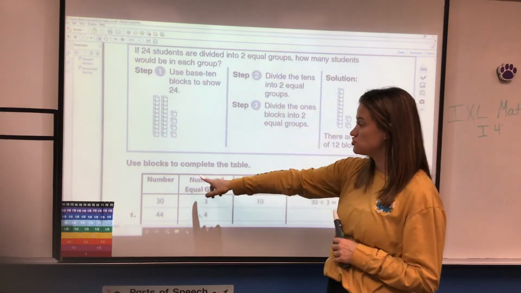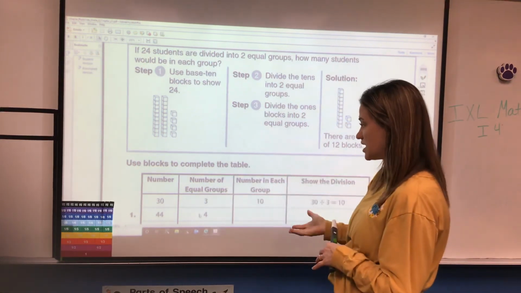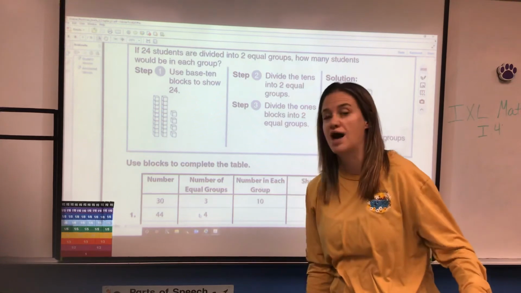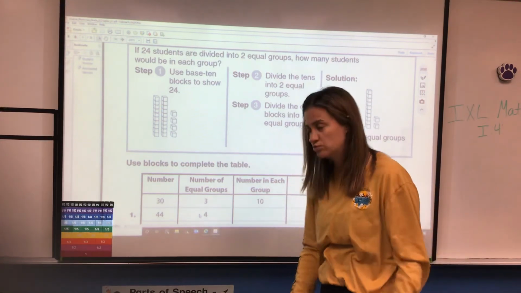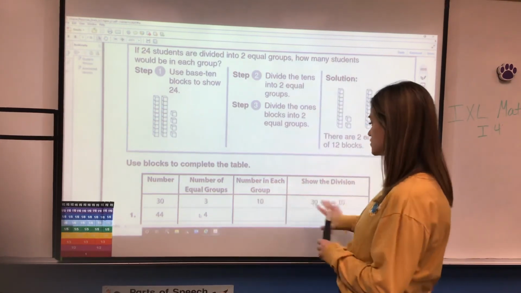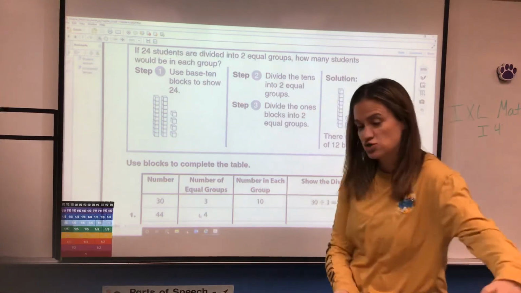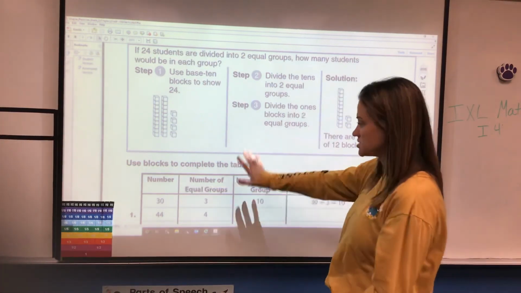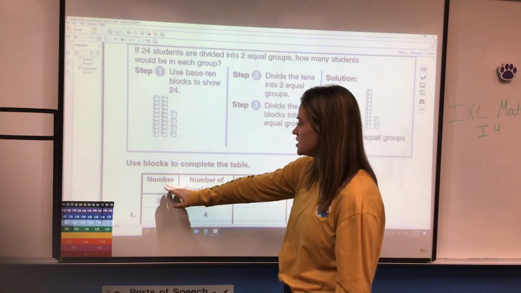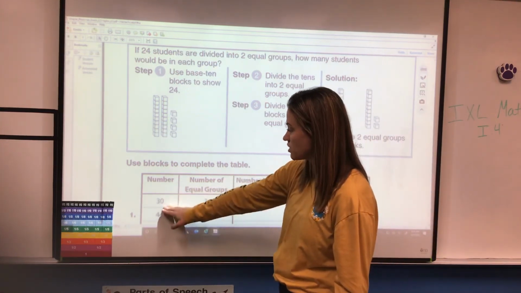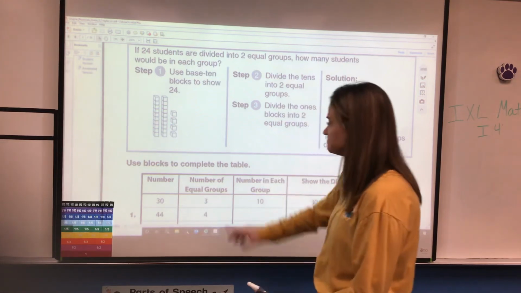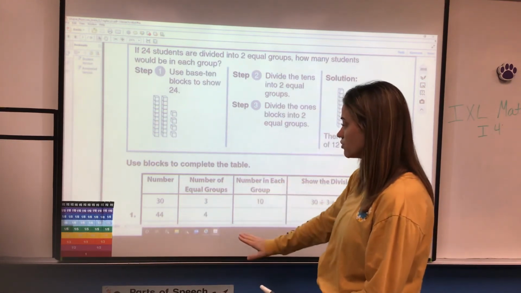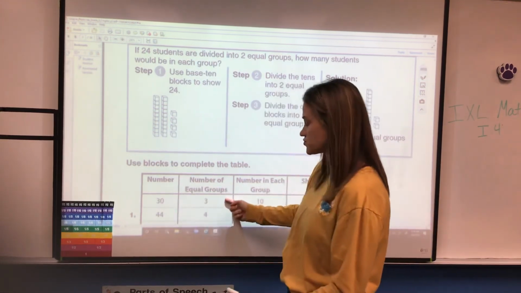So what you're going to do is use blocks to complete the table. Like I said, you don't have to use the blocks. You don't have them at home. So you can just go ahead and set your groups up. What it wants you to do is use the blocks to complete the table. It gave you the first number of 30 and the number of equal groups. So these are your division problems right here.